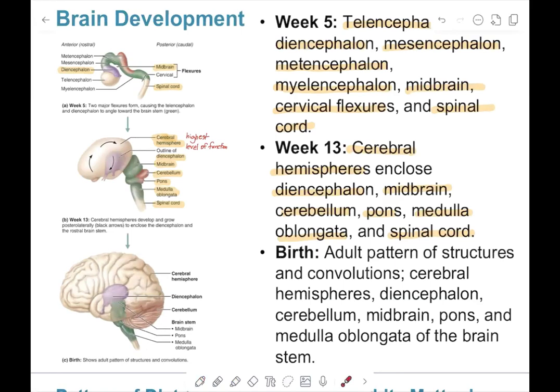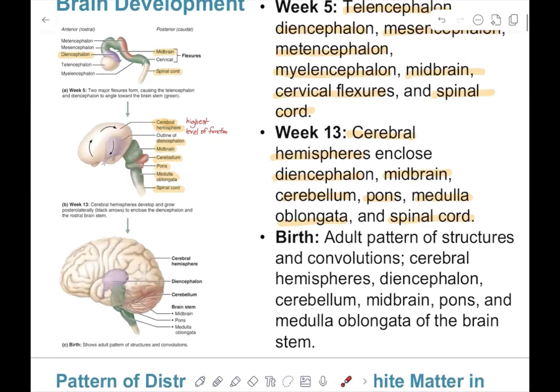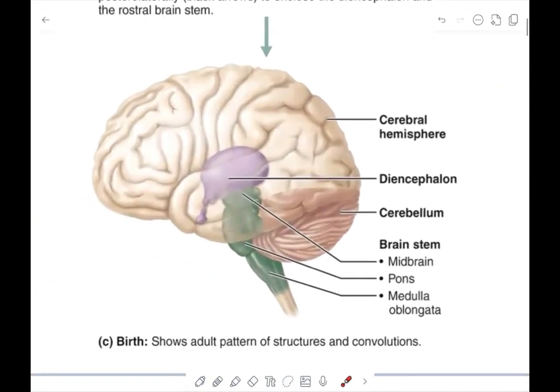The mesencephalon up here is what becomes the midbrain. The metencephalon develops into the pons and cerebellum, and the myelencephalon develops into the medulla oblongata. If you're interested, again, you'll need to know those specific words. And down here, what we finally see is at birth, what will become the adult brain.